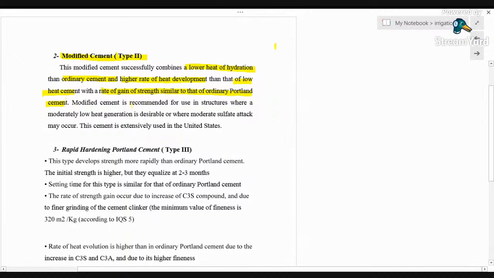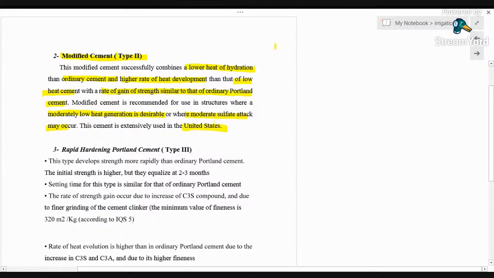The modified cement is generally recommended for use in structures where moderately low heat of generation is desirable, or where moderate sulfate attack may occur. This cement is extensively used in the United States.